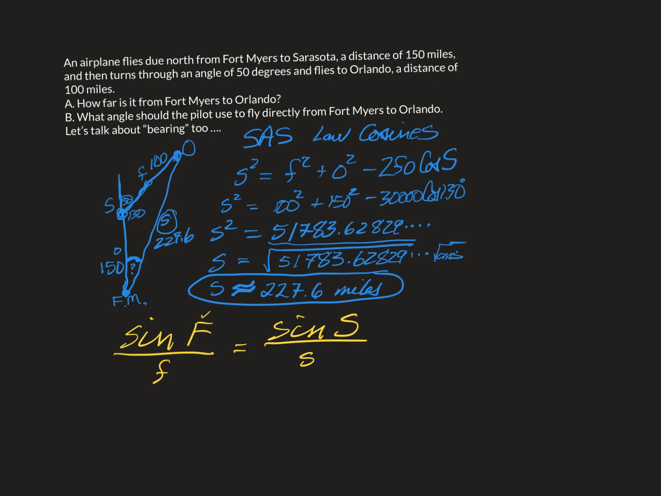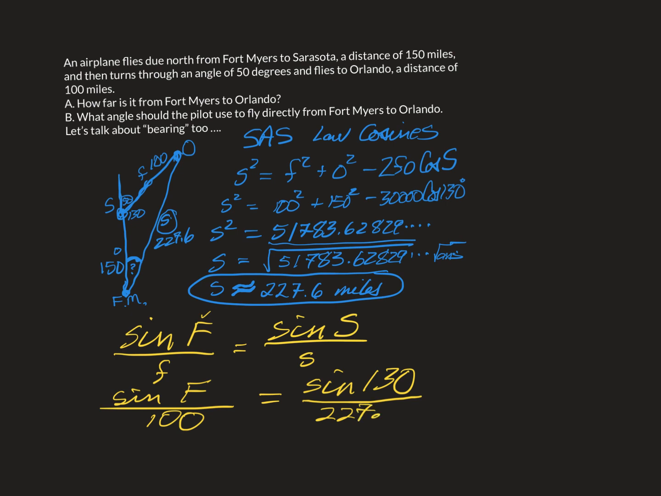And what does that give us? That gives us the sine of F, the one we want to find, over F, which was 100 miles, okay? And that's equal to the sine of S, which is the sine of 130 degrees, over 227.6. Okay? So we can use that one, or we could use the, well, that's the only angle we know. We only know this angle, so we have to use that one.